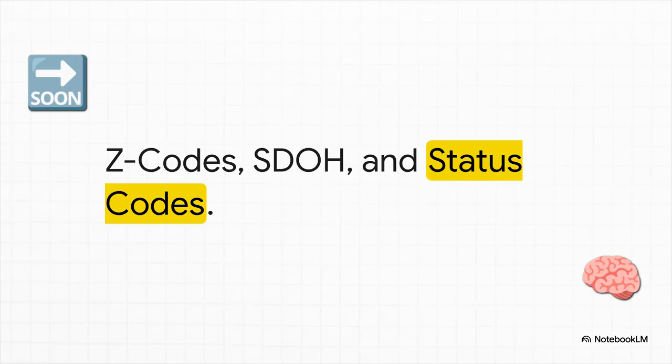All right, keep this incredible momentum going in your studies. Next time, in part 47 of this Explainer series, we're going to tackle the tricky Z codes, social determinants of health, status codes, and we'll even be revealing some official coding exam practice strategies. It's going to be a game changer.